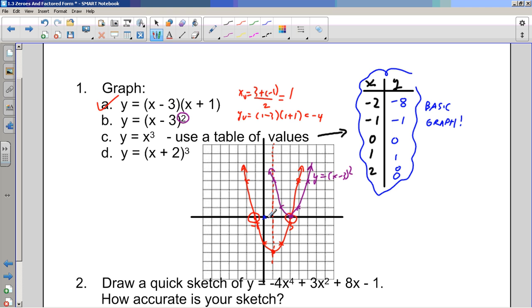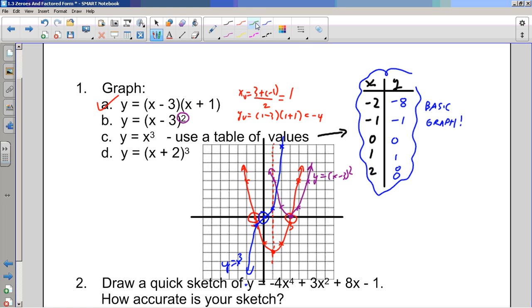We got 0, 0, 1, and then 8. I don't know if I can fit 8 on there. 2, 4, 6, way up there. It goes up very quickly. And 2, 4, 6, way down here. It goes up very quickly. In fact, this is going to become later a basic graph for us. Again, what I want you to notice is the behavior of the graph near the 0. That little shape there.